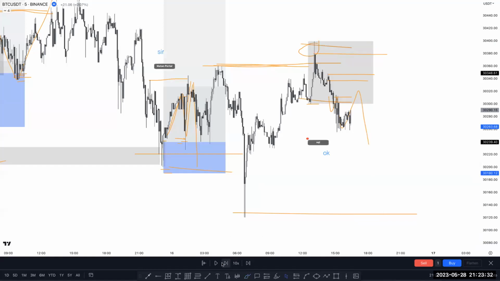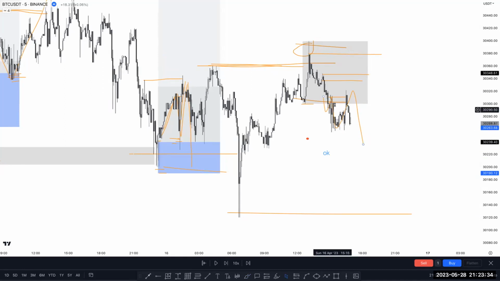Okay, so let's see what is happening here. Inducement taken out, and after taking out the inducement, we can enter here. At which point can we enter?